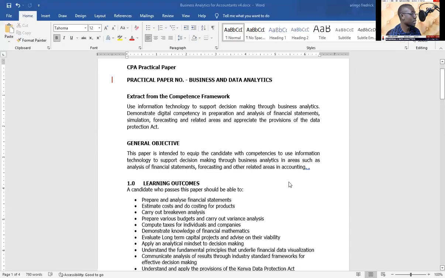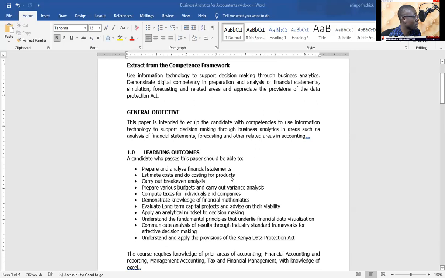First of all, let us analyze the whole component of data analytics. As I've shared, this is a practical paper, a CPA practical paper, one of its kind to be introduced. Amongst the general objectives of this paper, which will be very key and will really assist you as an accounting student, first, you'll be required to understand how to prepare and analyze financial statements. And remember, whenever you're talking of analyzing financial statements, it's not the theory that you know. In this case, you're going to go deeper into that, right?